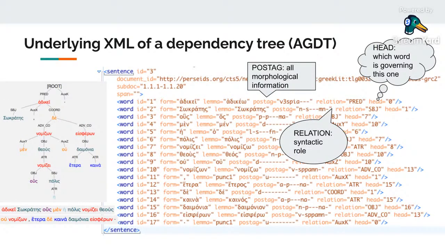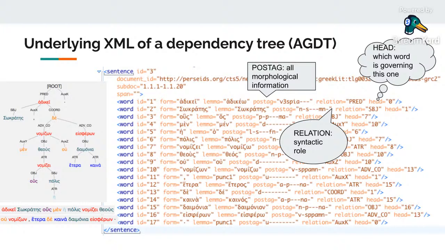So a little bit what it contains within this framework. For one sentence, we have this sort of XML file in the background where the words have numbers in the sentence, and then their form is there, and then there's the lemma, and then there's the postag that has all the morphological information. Then we have the syntactic relation tagged, and then the head of each word, so which word governs the word.